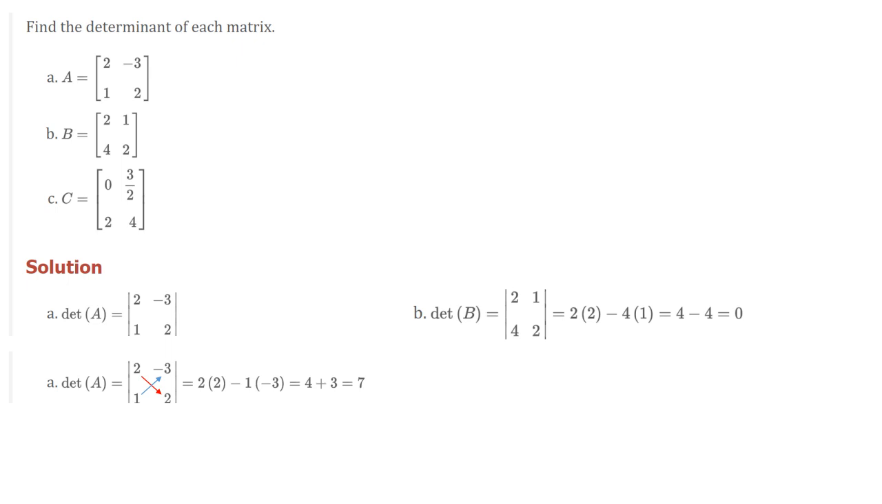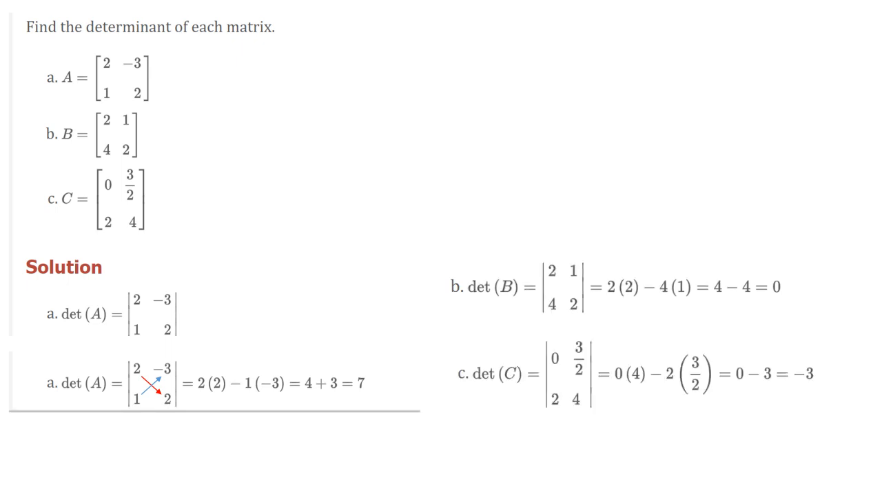Okay, so let's check to see what we get. All right, so we go 0 times 4. It's right here. And 2 times 3 halves. And so 0 times 4 is 0. 2 times 3 halves, the 2's become 1. So 1 times 3 is 3. And 0 minus 3 is negative 3.